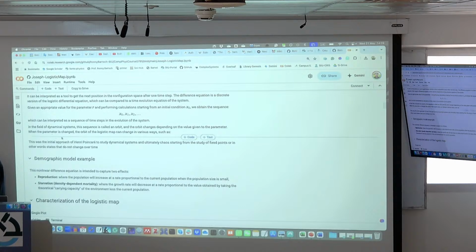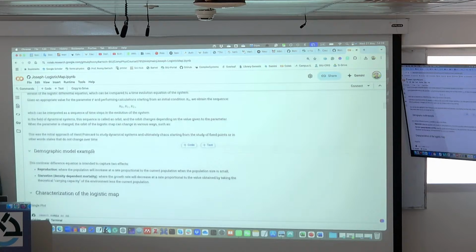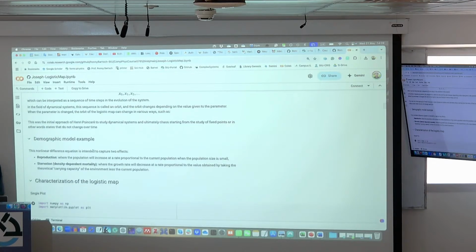This was the initial approach to study dynamic systems, and it ultimately helps, starting from the study of the fixed points, or in other words, states that do not change over time. That is to say, when you set your parameter and the population changes, then it will go to a constant.